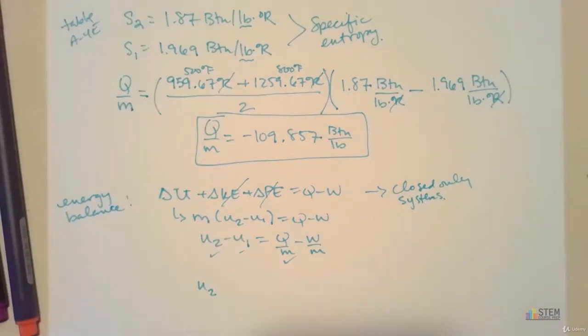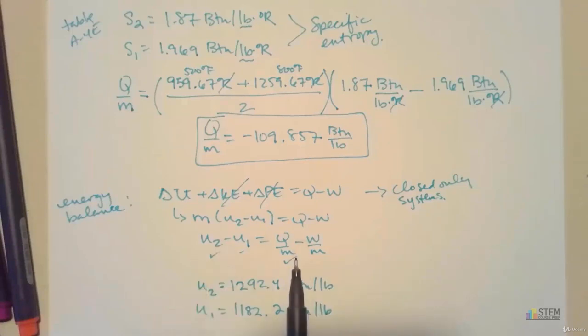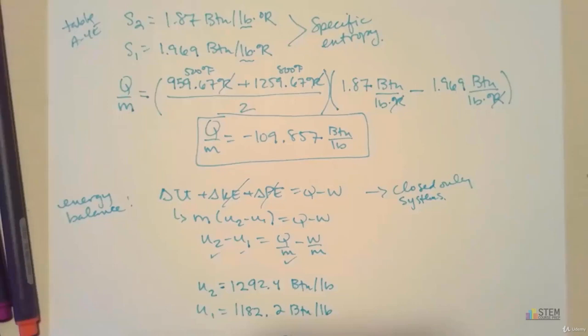U2, you're going to go to that same table we went to before, so A4E. That'll give you 1292.4 BTU per pound. And then U1, you'll be at 1182.2 BTU per pound. Now all we have left to do is plug everything into this equation. So we'll have 1292.4 minus 1182.4. Those are BTU per pound. That's going to equal Q over M.